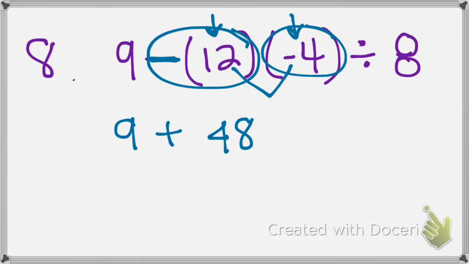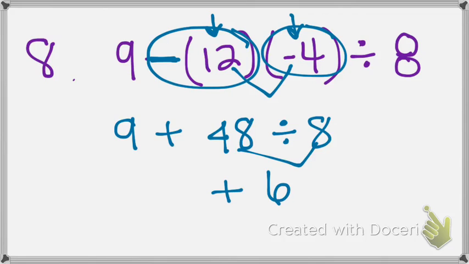Never mind. Bring down divide 8, just divide 8. 2 choices, we either add or divide. Division comes first. And so how many 8s are in 48? Well, there's 6. Bring down plus. We haven't used it. Bring down 9. And this turns out to be 15.